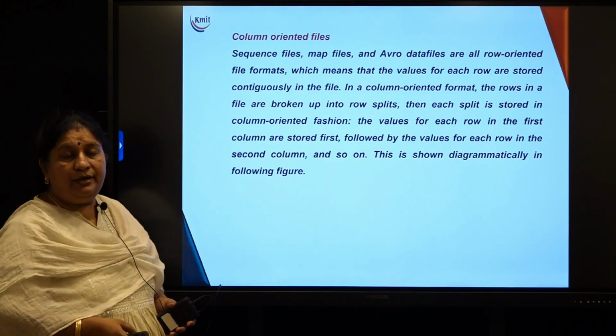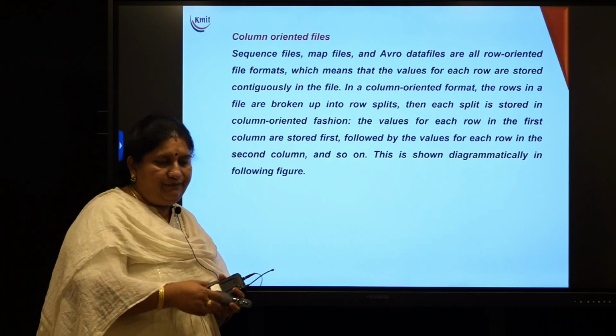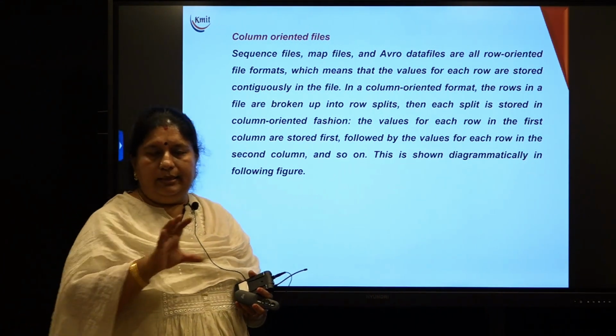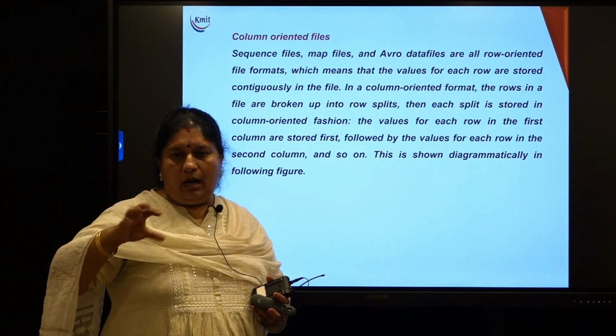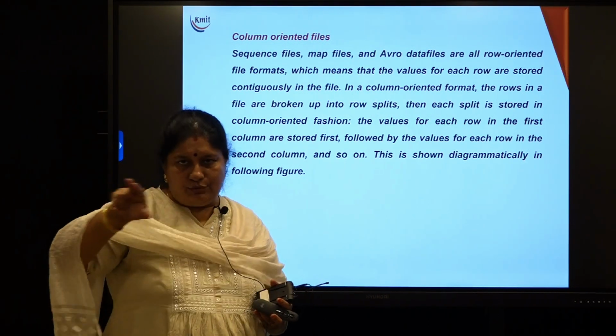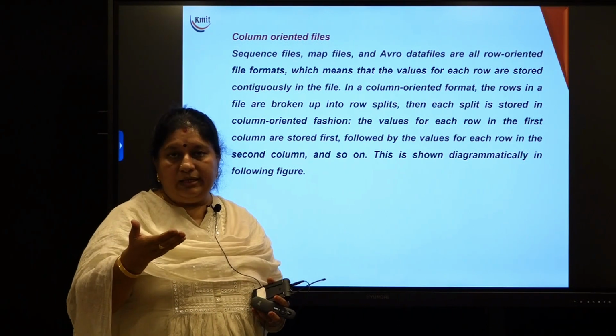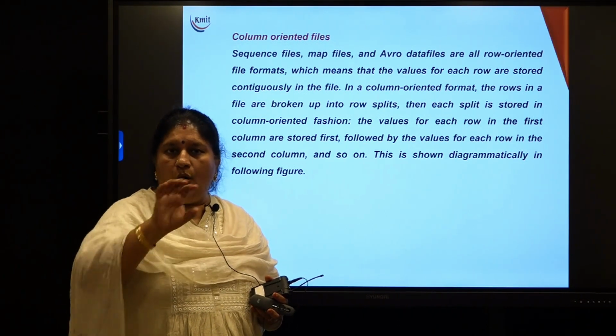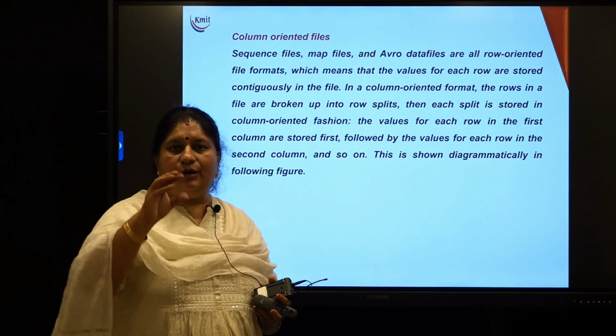Then column oriented files. So far, as we learnt in Oracle also, the data is row oriented. How do we define an Oracle relation? It is a collection of rows. What does a row represent in Oracle? It represents all the details of a specific object.